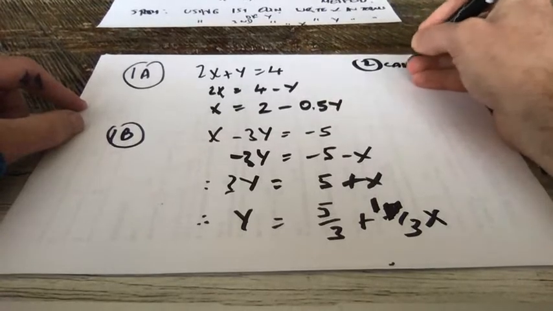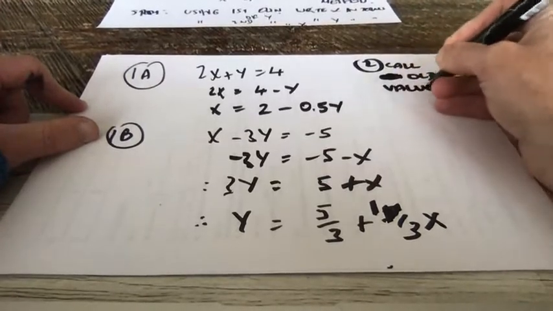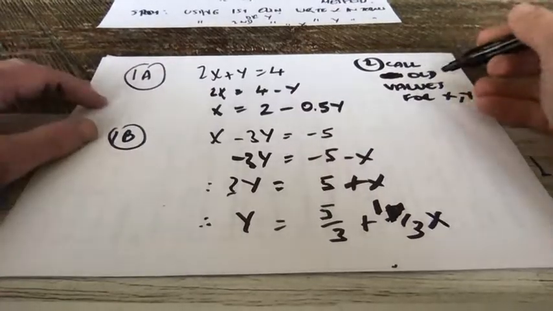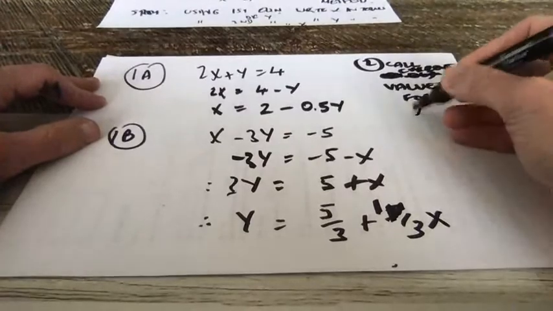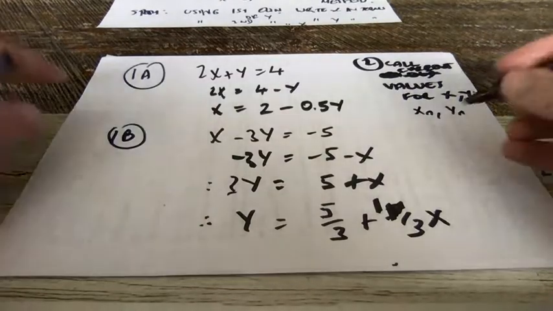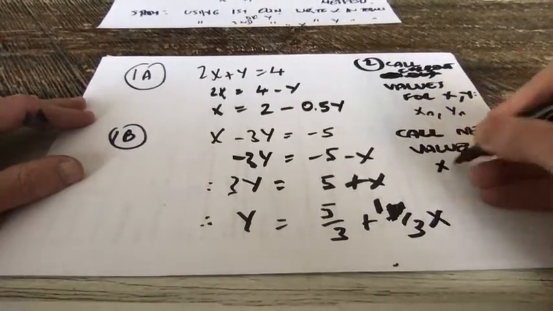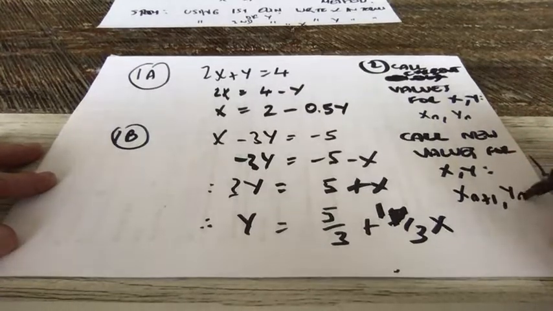So let's call the current values for x and y xn, yn. I'm calling them x and y, but you can call them whatever you like. Now, let's call the new values for x and y, xn plus 1 and yn plus 1.